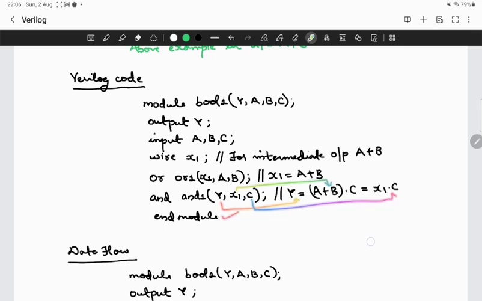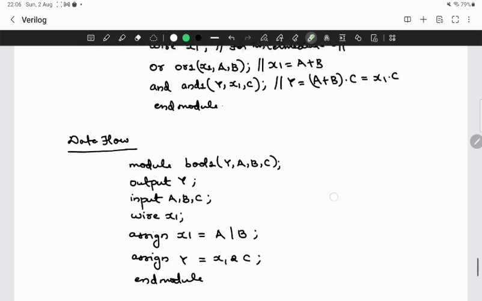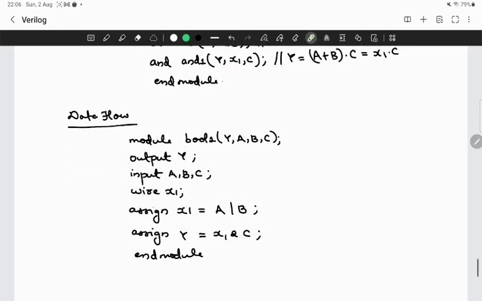So the module ends. Now in data flow modeling, the only difference, like I told, is we'll write it in terms of Boolean expressions, and then we'll also use the keyword assign, and the Boolean expressions we'll write using the symbols. So again, the module definition remains the same, the output remains the same, the input remains the same. We'll define the intermediate output as wire. Then we'll write assign, which is the keyword we have to use in data flow modeling when we are writing the Boolean expression. The intermediate output, which was a wire, x1 equals A or B.